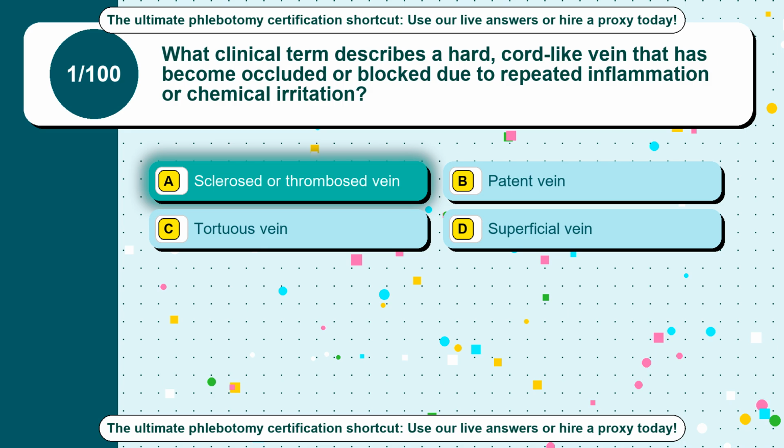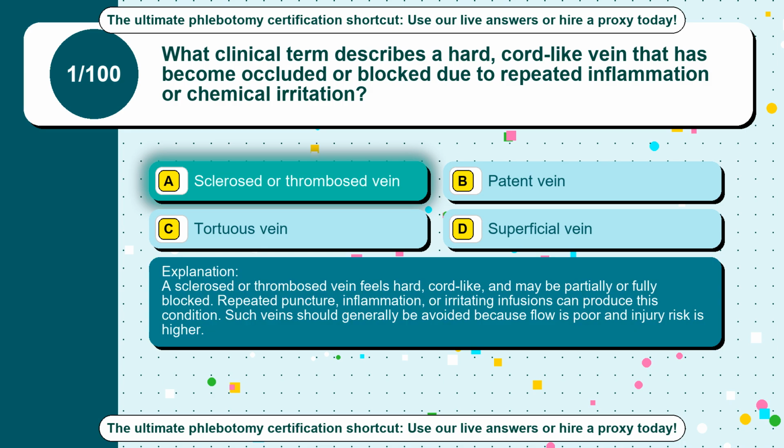Sclerosed or thrombosed vein. A sclerosed or thrombosed vein feels hard, cord-like, and may be partially or fully blocked. Repeated puncture, inflammation, or irritating infusions can produce this condition. Such veins should generally be avoided because flow is poor and injury risk is higher.